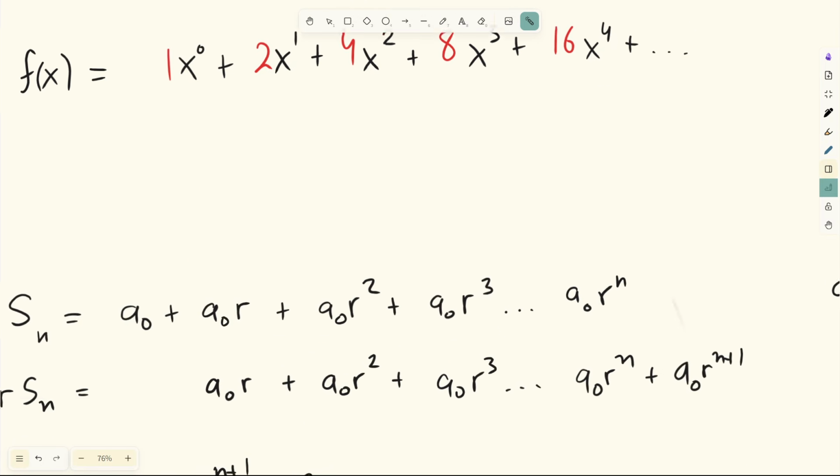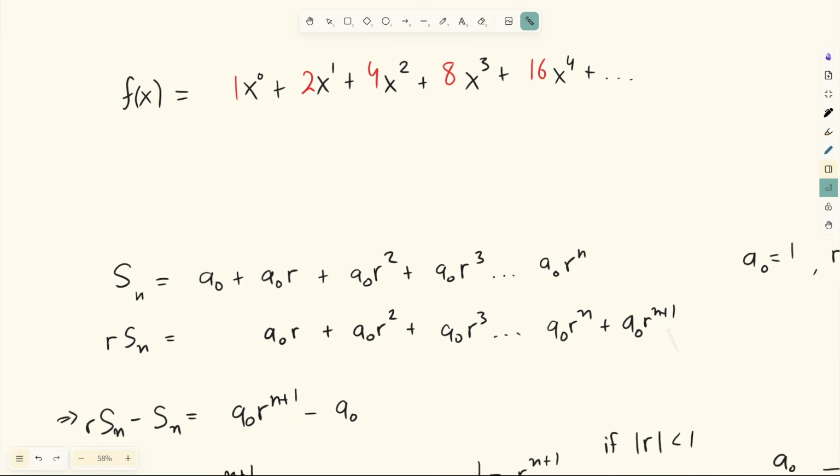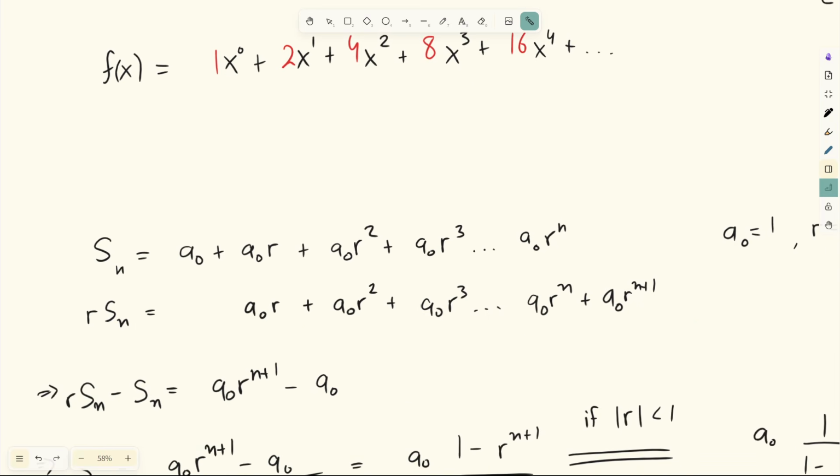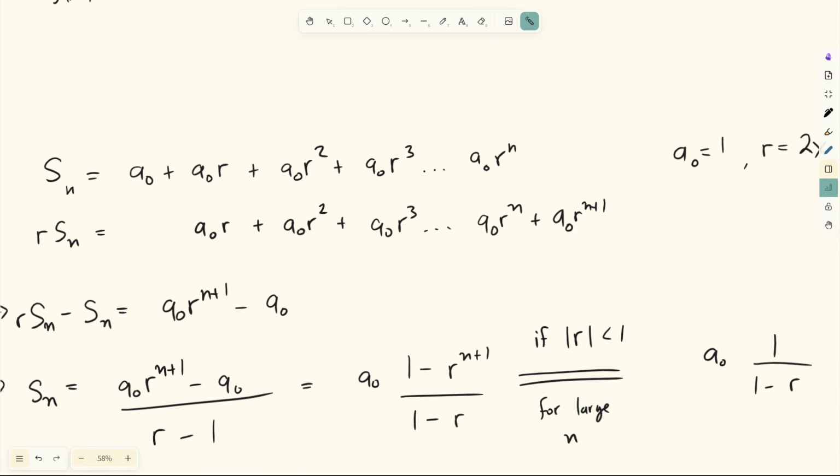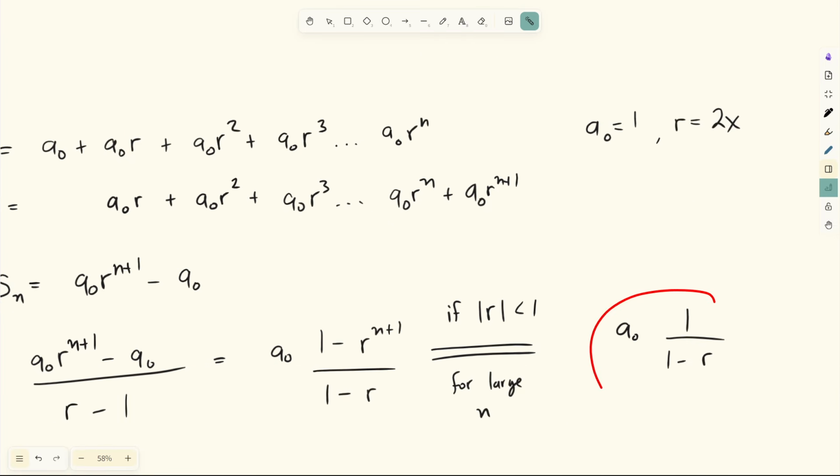You can realize that this is what is called a geometric series, right? So it's a sum of terms of a geometric sequence, where the terms are just powers of a ratio r, and you can figure out a formula for a geometric sum where r has certain properties.